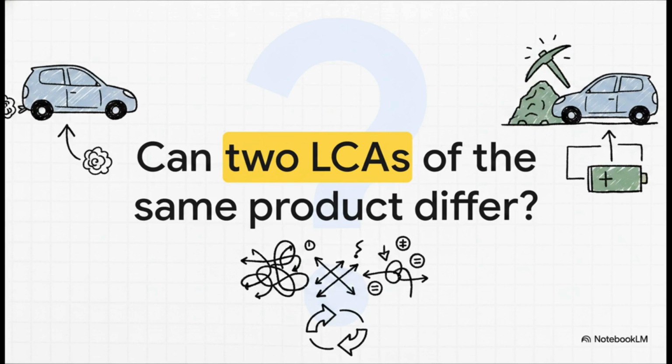Can two life cycle assessments, or LCAs as we call them, of the exact same product actually differ? The short answer, yes, absolutely. Think about it. If we set out to measure the carbon footprint of an electric car, but you only look at the tailpipe emissions and I look at the mining of the lithium for the battery, well, we're going to end up with wildly different results. Without a unified, standardized system, measuring environmental impact just becomes absolute chaos.